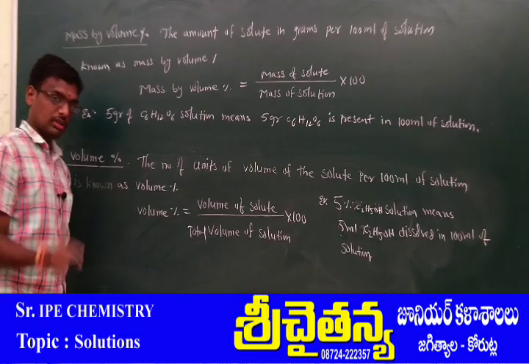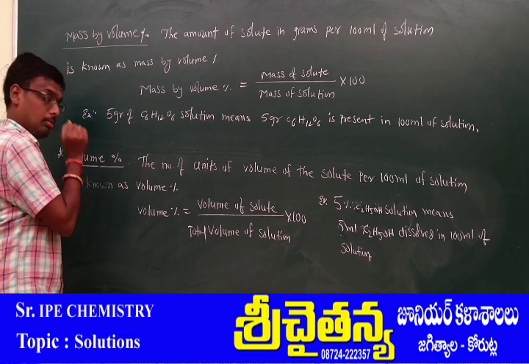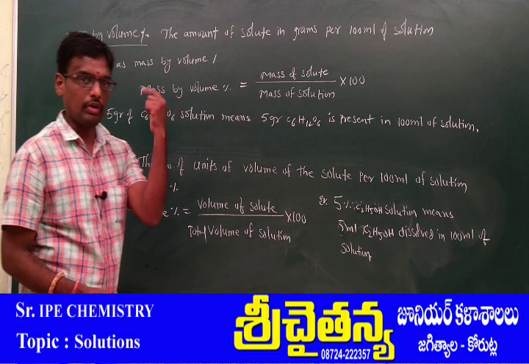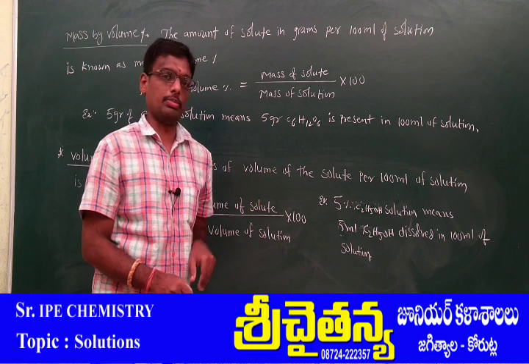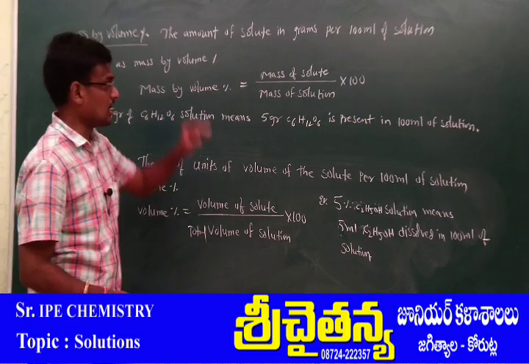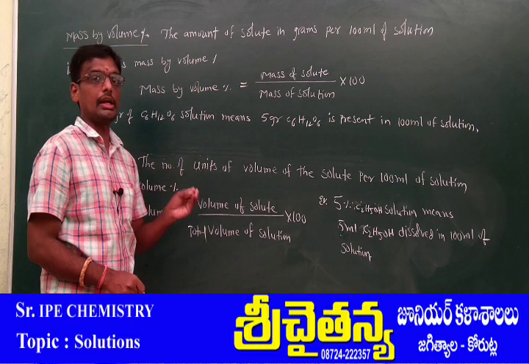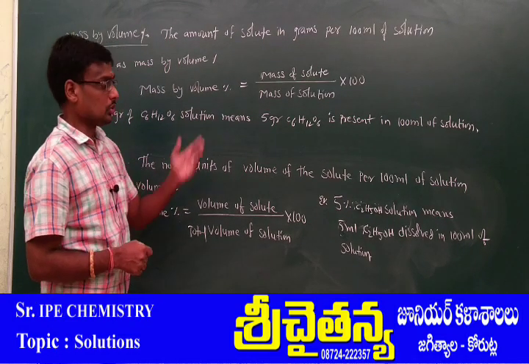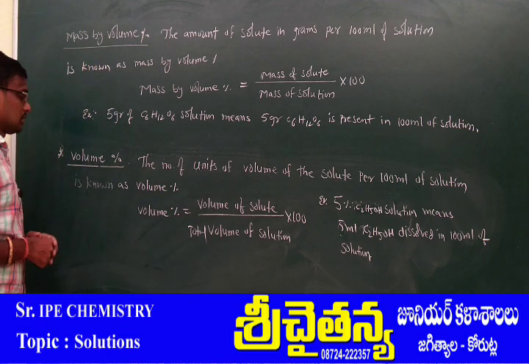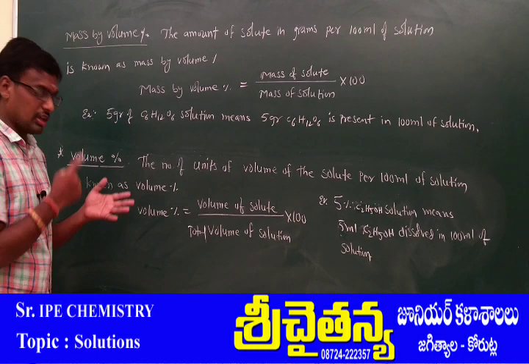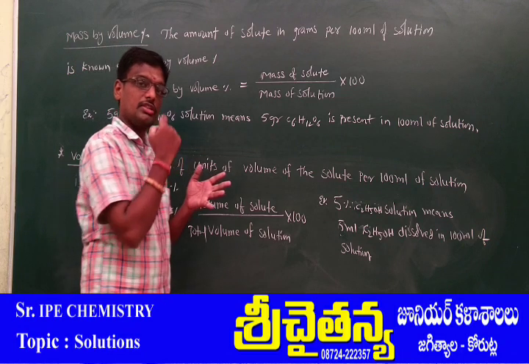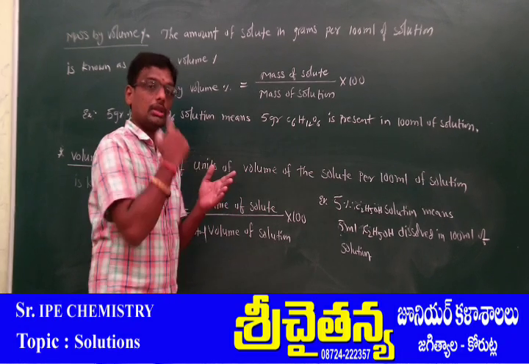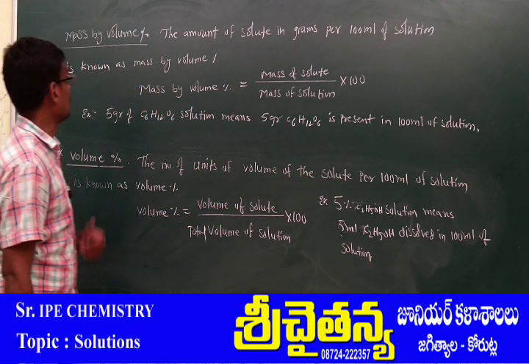So you observe one thing: in mass percent, volume percent, mass by volume percent, a common thing is 100, 100, 100. That means we are calculating the percent. So this is about the three concentration methods: first mass percent, second volume percent, third mass by volume percent.